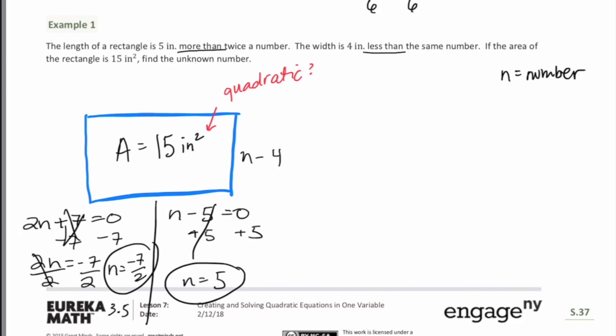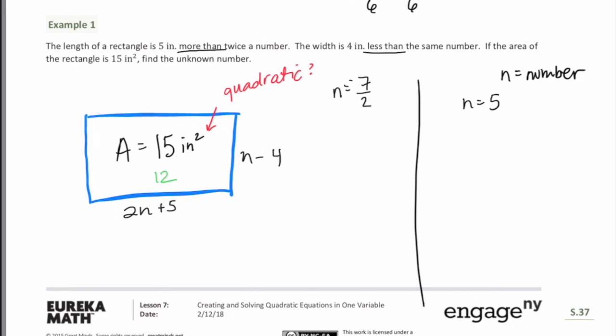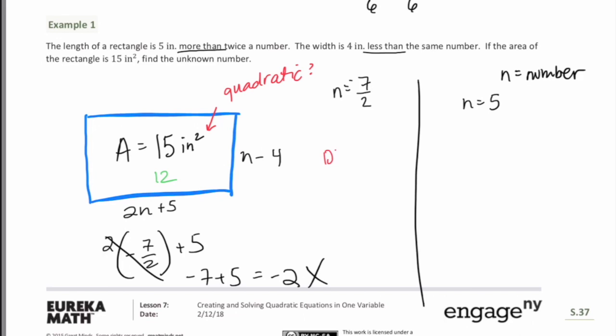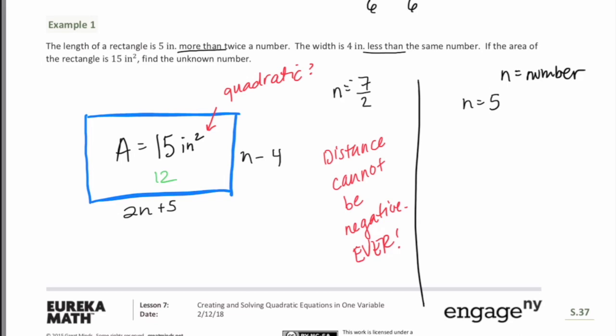Now, because I am applying this to a word problem, this is what modeling is all about, I have to actually check and see if this would actually work for the situation. I immediately find out if I try to use n equals negative 7/2, I'm going to get a negative answer, and distance can never be negative. So that is not a possibility, even though I did solve the equation with this number. It's not a possibility for the word problem. So I actually only have one valid solution, and that's n equals 5.